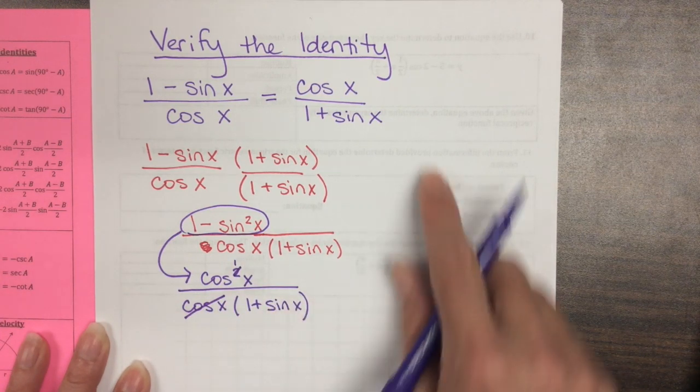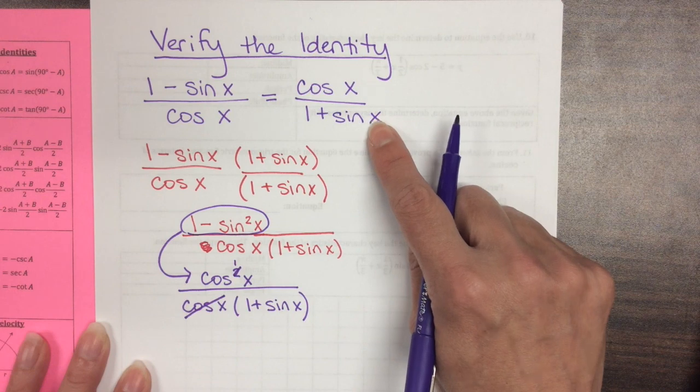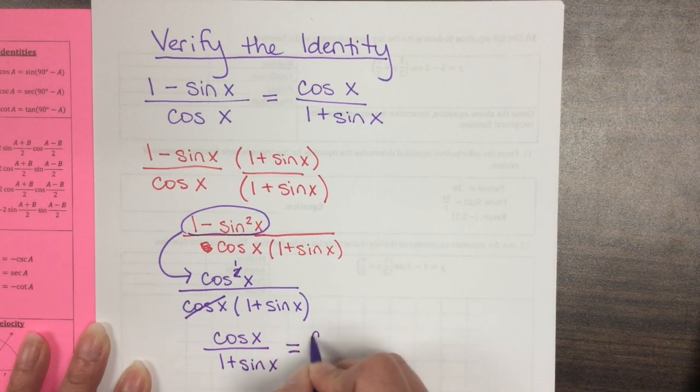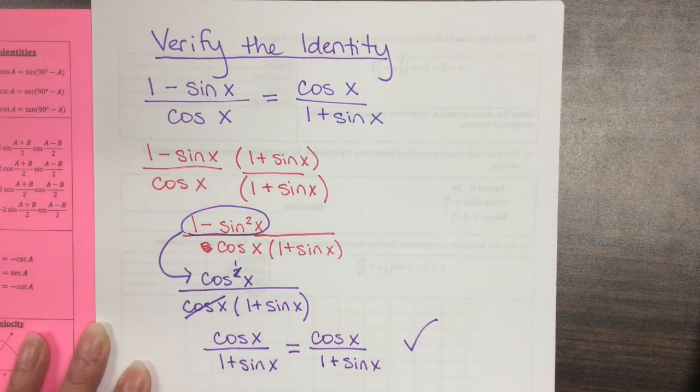And notice what you have right here. Cosine of x over 1 plus sine of x. And that's what we have. Cosine of x over 1 plus sine of x. And that equals our goal side over here on the right. And so we have verified this identity.